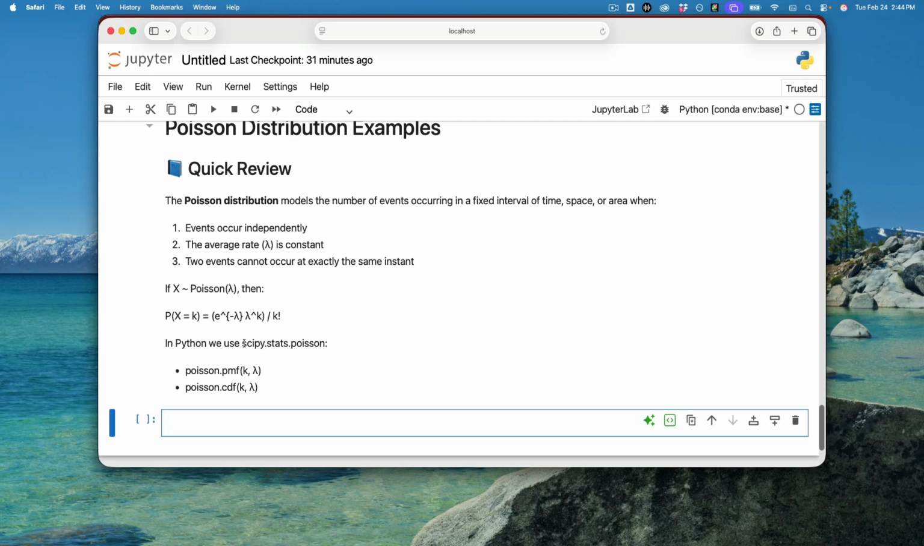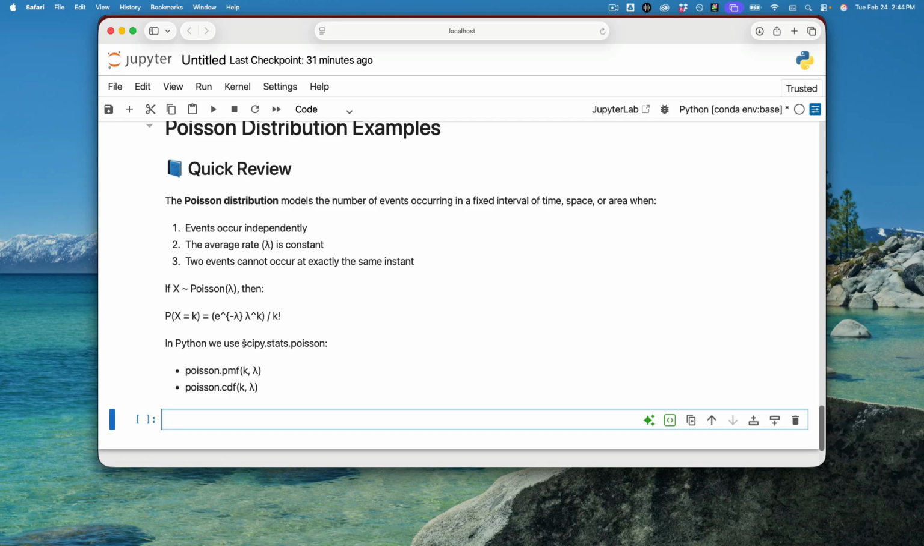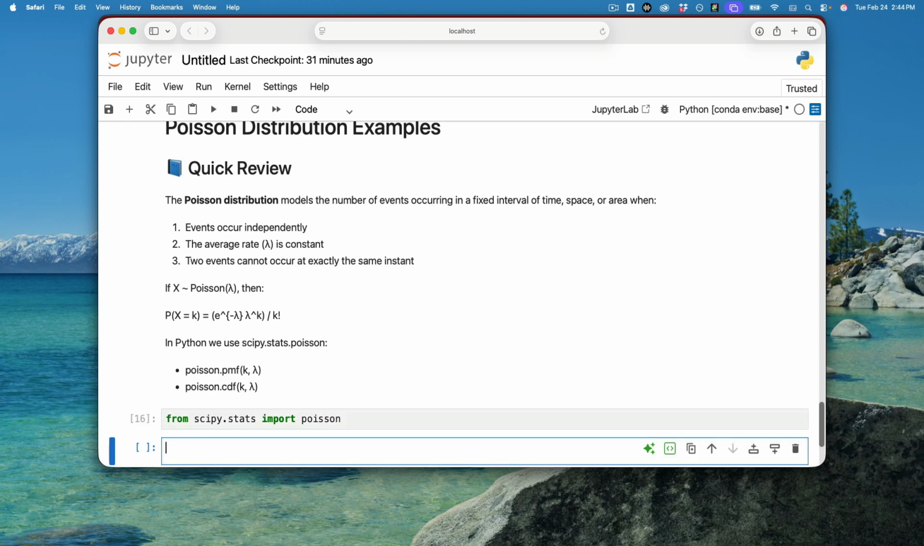Now, the average rate that's usually given to you, or you might have to compute it over time, that would be lambda, and then K is the number of events occurring that you're testing for, okay. So that's like the number of trials, if you want, or the success rate, whatever you're trying to measure. So from scipy.stats import poisson. Okay, we do a bunch of problems.